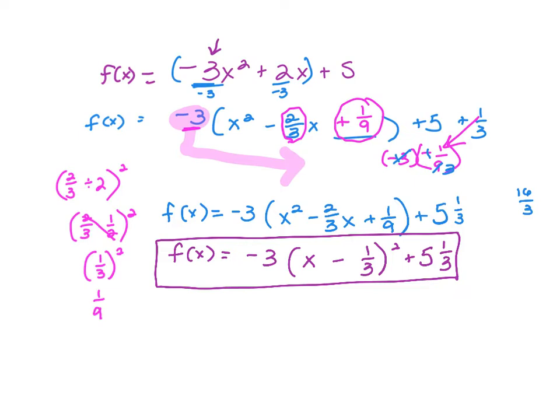So from here, my vertex can be found: 1/3, 5 1/3, or 1/3 and 16/3, which is going to match the other information I found. And then I could also find my x and y intercepts by plugging in my zeros.